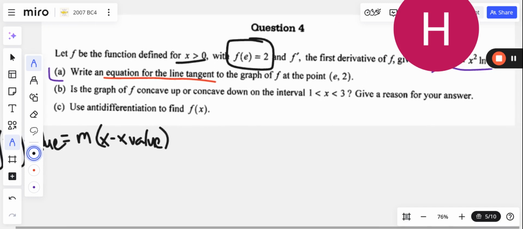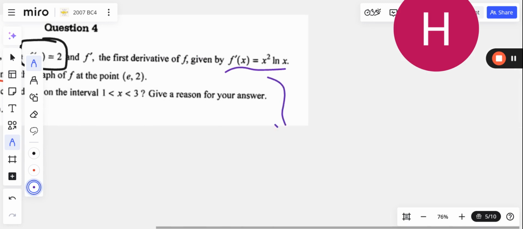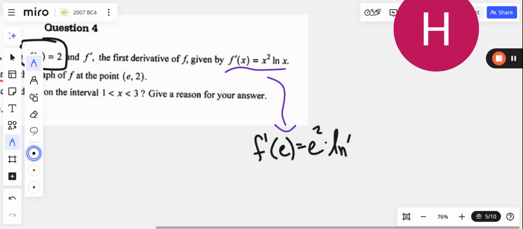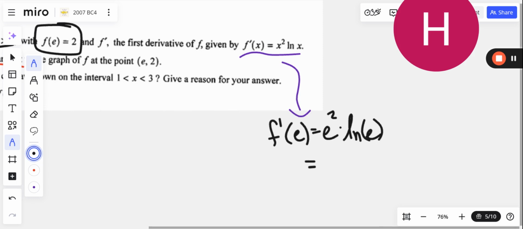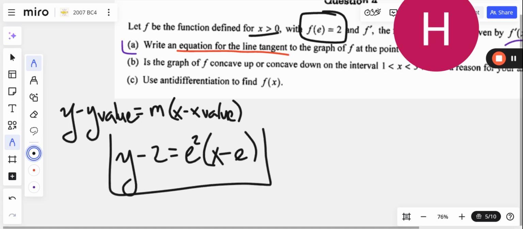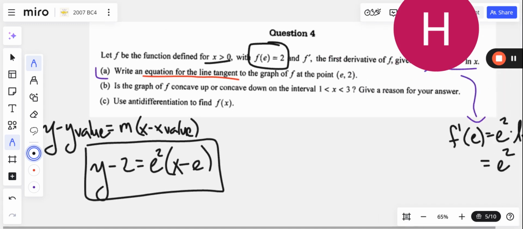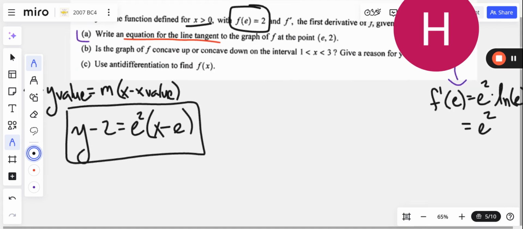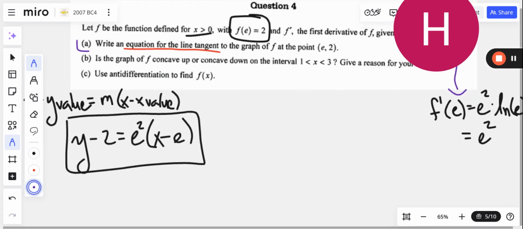How do we find the slope? Well, that's what the derivative does. So let's go ahead and plug in e to the derivative, and that's going to give us e squared times ln of e, which is just e squared times 1, which is e squared. So that is the slope. And we can plug in our points. y minus 2 equals e squared times (x minus e). All right, it's a perfectly valid equation for the line. You don't have to get it into y equals mx plus b, slope-intercept format.